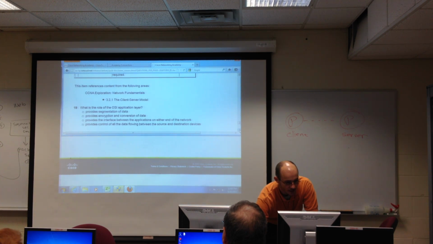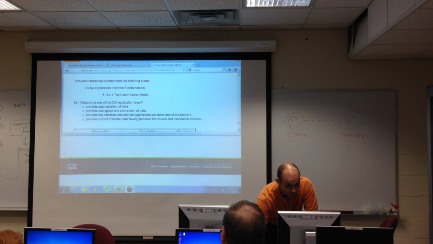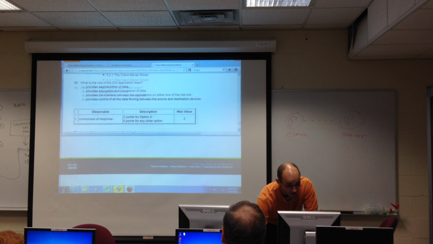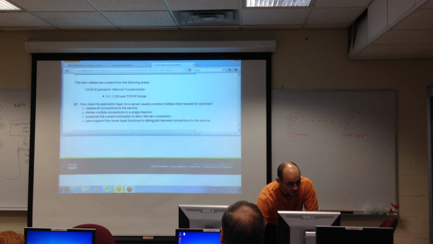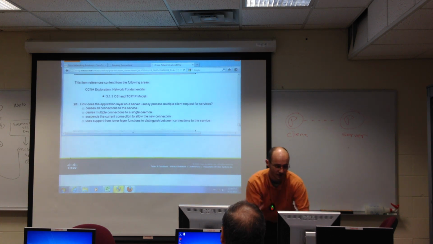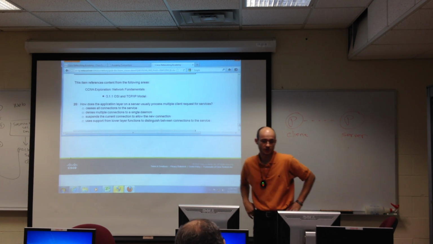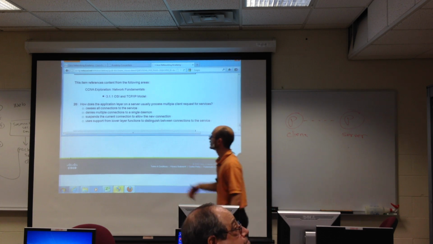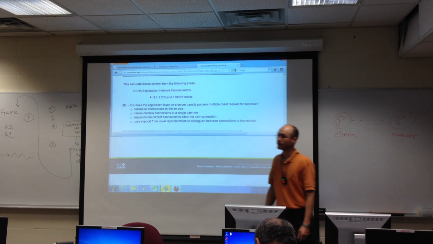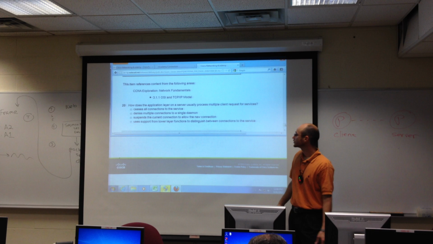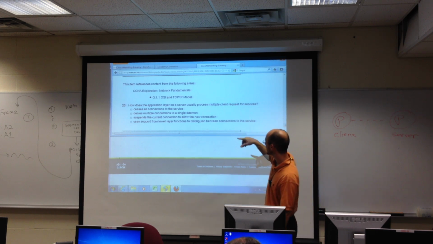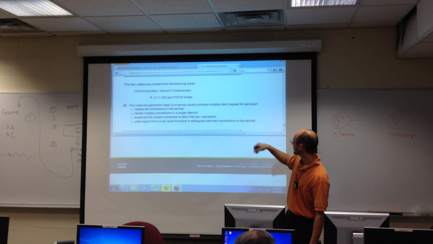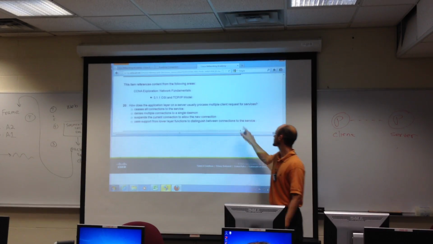What is the role of the OSI application layer? Provides encryption? No. Conversions? No. Provides the interface between applications and the underlying network. Yes. There we go, same thing again. How does the application layer on the server usually process multiple client requests? Uses lower layers, right, as port addresses come in. So it's going to say, uses support from lower layer functions to distinguish between connections to the services.